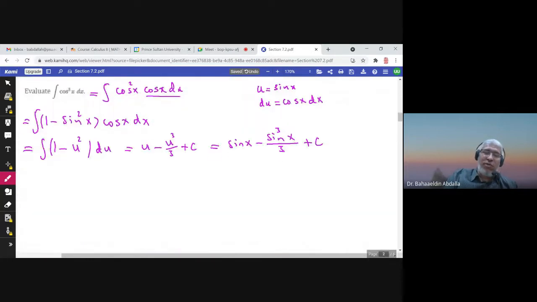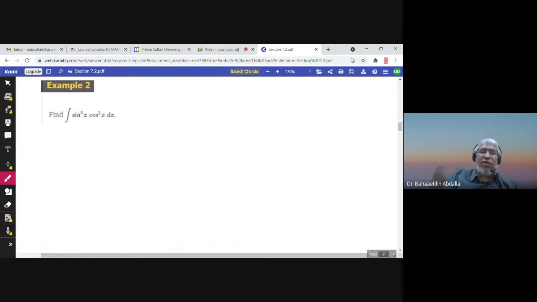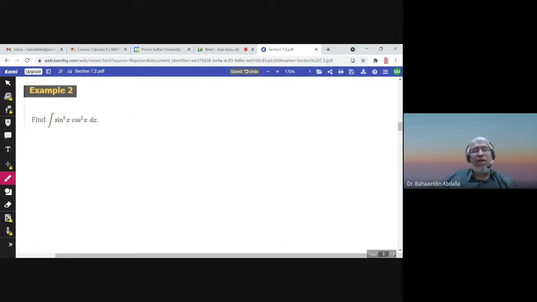Let me give you an immediate example. Here, look. What is the power of sine? 5. What is the power of cosine? 2. If the power of sine is odd and the power of cosine is odd, then that's very nice. You can use either strategy 1 or strategy 2. Both will work. But here we have the power of sine odd. So I will take u as cosine x, and du would be negative sine x dx.